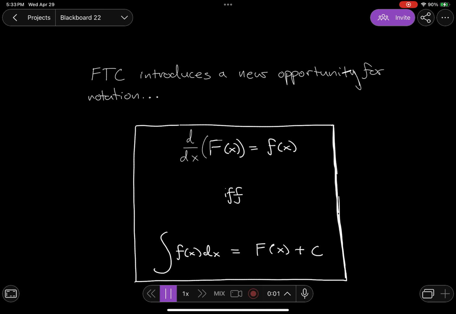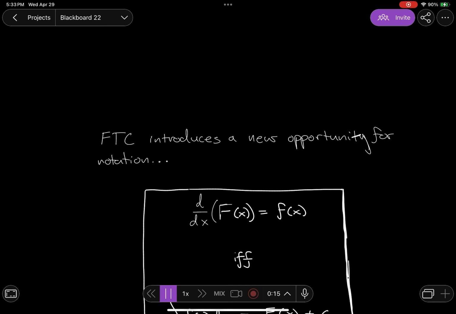The fundamental theorem of calculus really gives us a new opportunity for notation. It develops, well, first of all, we all know the fundamental theorem of calculus. It illustrates a beautiful relationship between the area under the curve of a function and its antiderivative. Oops, do I even know the fundamental theorem? So the area under the curve of a function, that's what this represents.